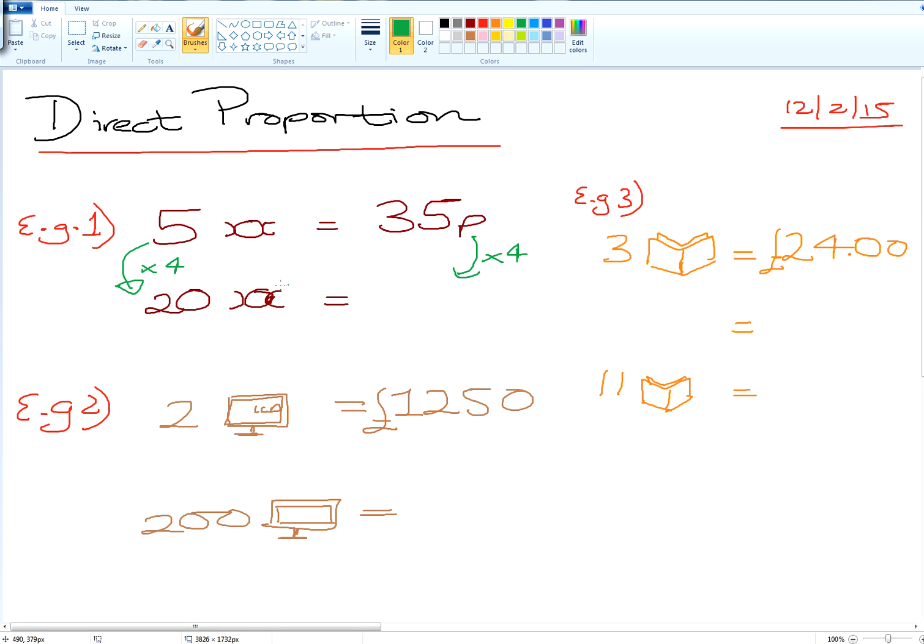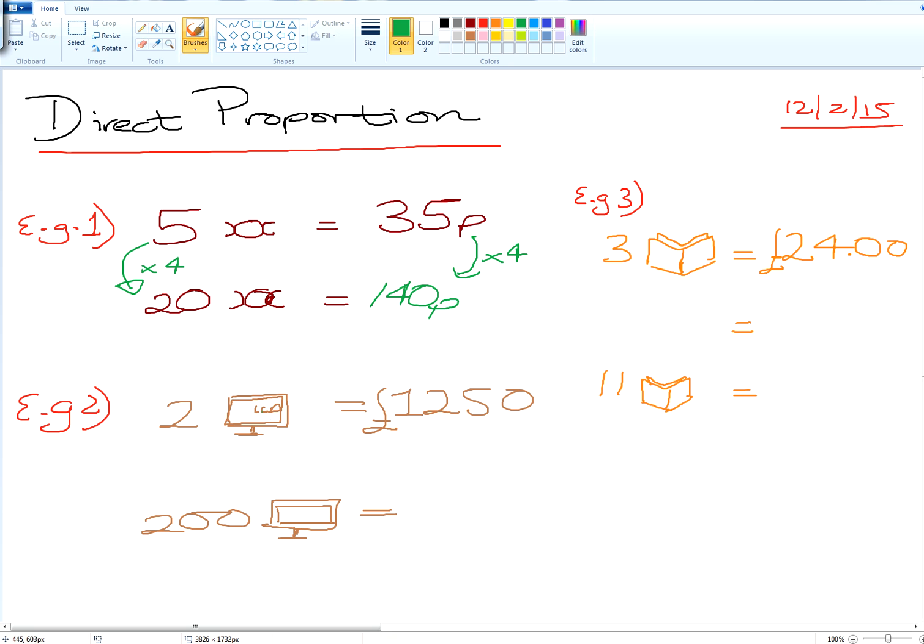So as the number of sweets increases by a certain number, the price also increases by the same number. Now 35 times by 4, to do that nice and quickly, we double it and then double it again. 35 doubled gives us 70. 70 times by 2 will give us 140, well, £1.40. Now since we have pence here, we can just leave it consistently as pence. That's fine. Example number 2.